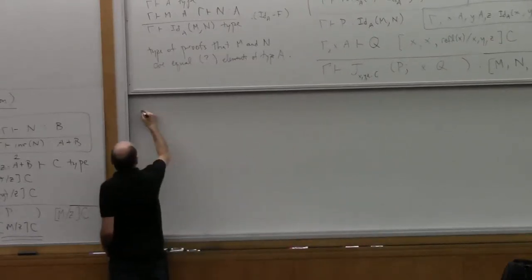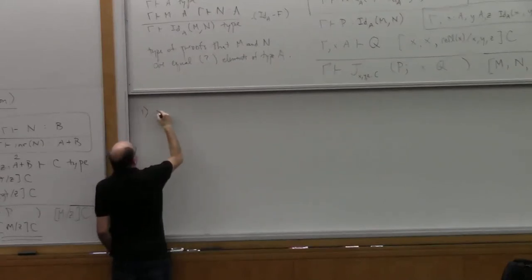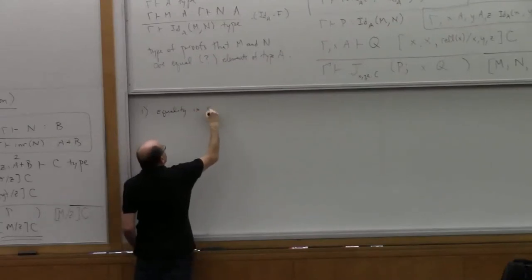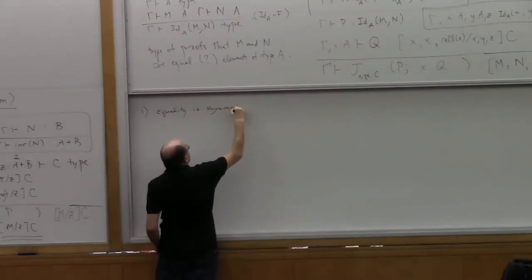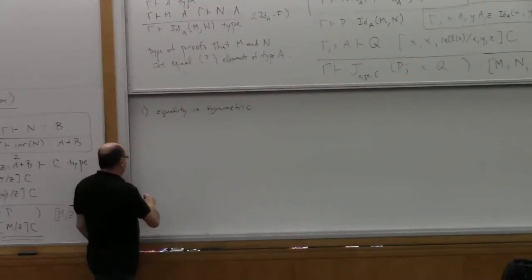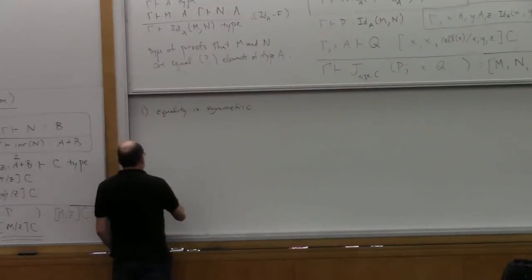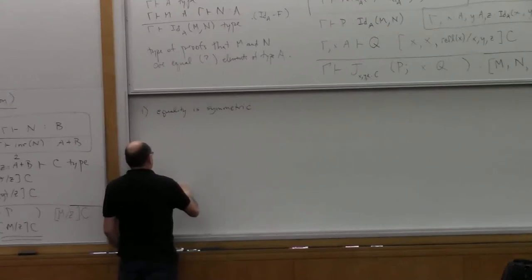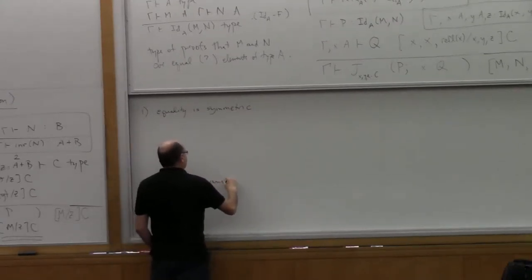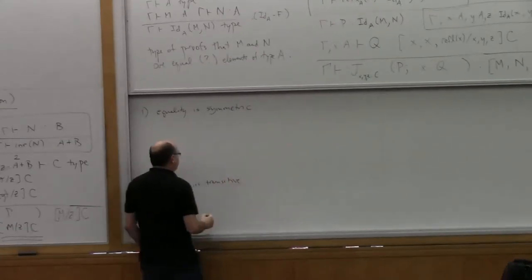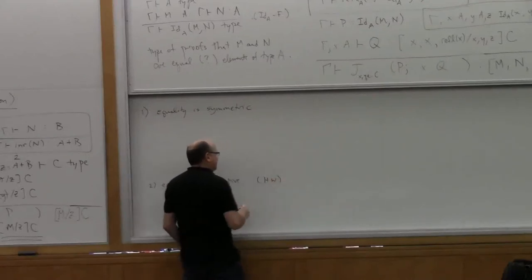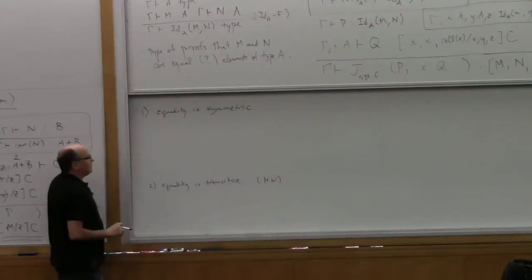So, first of all, I would like to prove that equality is symmetric. Now, this is a very simple one. And I'm going to give you, as a homework exercise, the proof that equality is transitive. And I'll give you a hint in a minute. This will be homework. It's substantially harder, but I'll show you how we deal with equality symmetry.